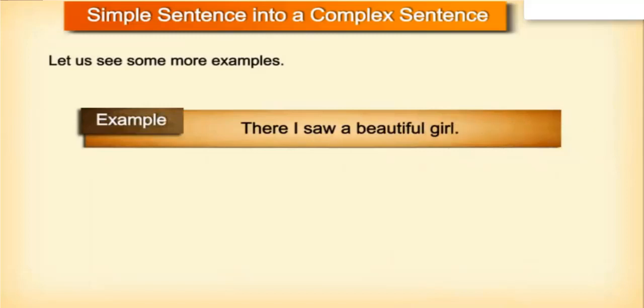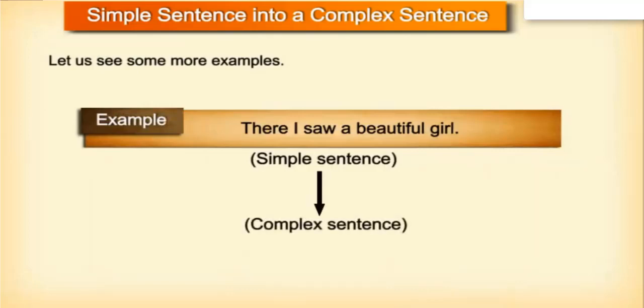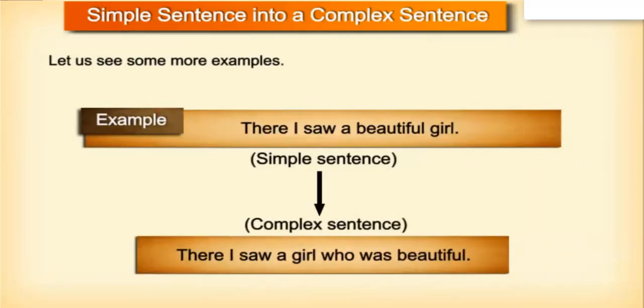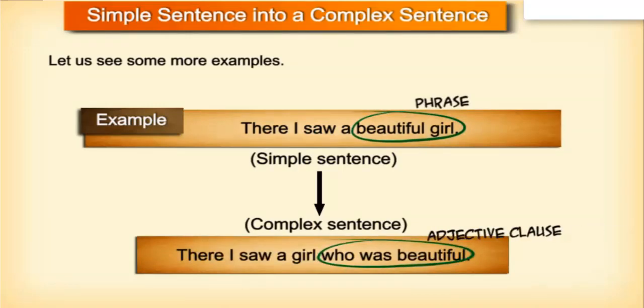There I saw a beautiful girl. This is a simple sentence. Its corresponding complex sentence will be, there I saw a girl who was beautiful. Note, here we have expanded the phrase, beautiful girl, into a subordinate clause, who was beautiful, which is an adjective clause.